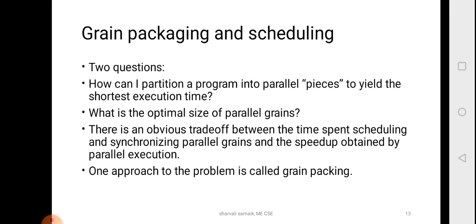There are two fundamental questions to ask in parallel programming. First, how can we partition a program into parallel branches or pieces, like program modules, microtasks, or grains, to yield the shortest possible execution time? And another question is, what is the optimal size of concurrent grains in a computation? These two questions are asked for parallelism before moving on to grain packing and scheduling.